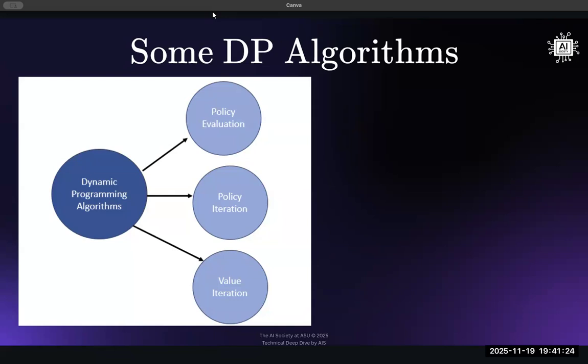But there are three main algorithms under dynamic programming, which are policy evaluation, policy iteration, and value iteration. Policy evaluation should actually be part of policy iteration. So mainly it's just these two right here, policy iteration and value iteration. But what they're trying to achieve is we're trying to improve our policies, right? We're trying to improve our value functions as well. And so first, we're going to look at how can we improve this policy?